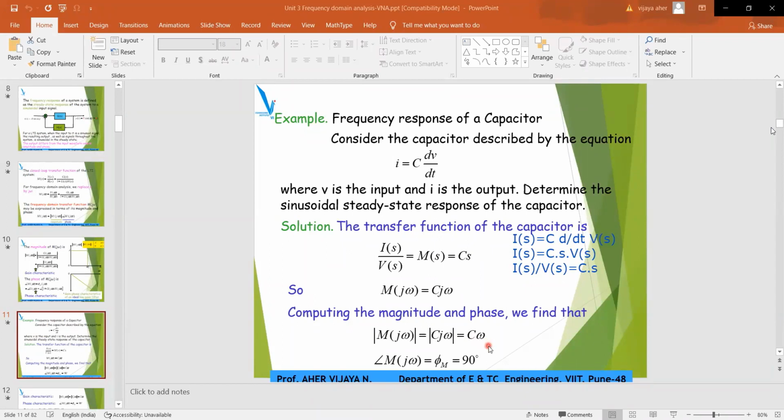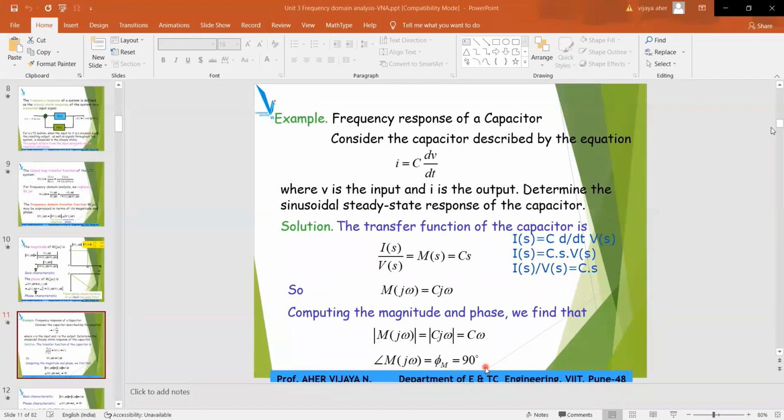C into omega. Now magnitude, find out. So you have to take angle of this, angle of Mj omega, in order to find phase. So angle of Mj omega is equal to phi m is equal to 90 degree, right? So you know there is a phase difference.